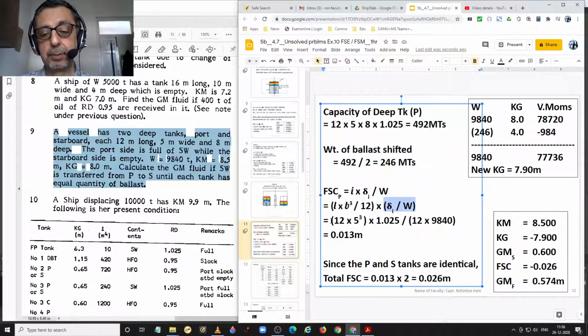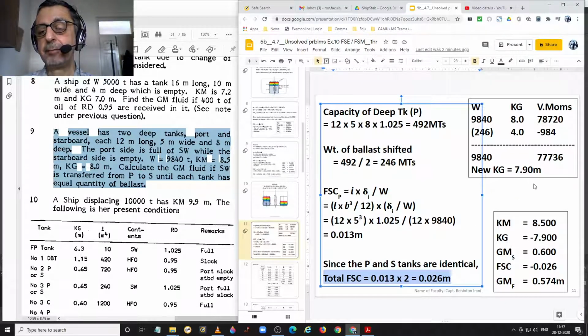Thus, when we substitute all the values, we have length of the tank is 12, breadth of the tank is 5, and cube of that, 5 cube, multiplied by the density of the liquid in the tank, 1.025. And in the denominator, we have 12 multiplied by 9840, 9840 being the displacement of the ship. Thus, the free surface correction for the port side tank is 0.013 meters. Now, since both port and starboard tanks are identical, we can simply multiply this free surface correction for the port tank by 2 and we get the total free surface correction for port and starboard tanks equal to 0.026 meters.